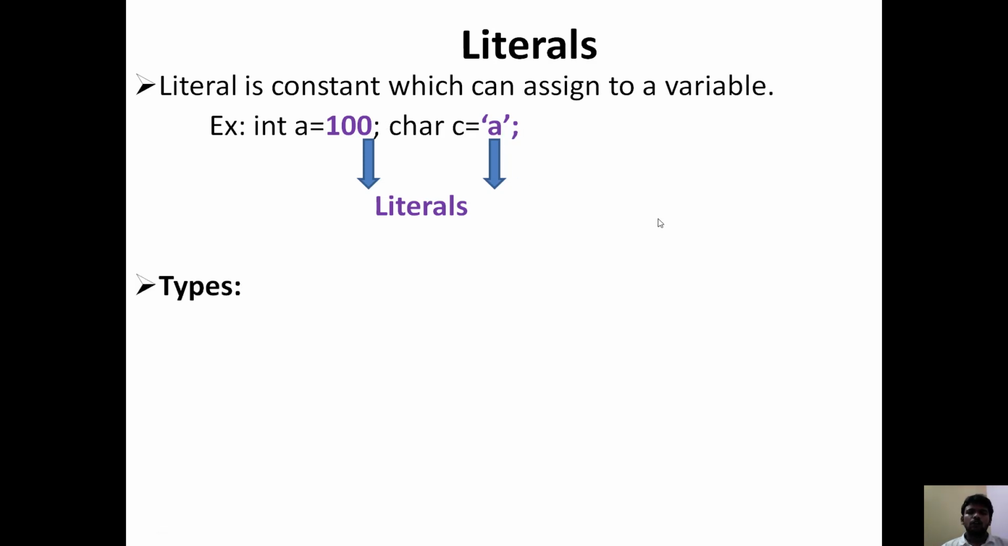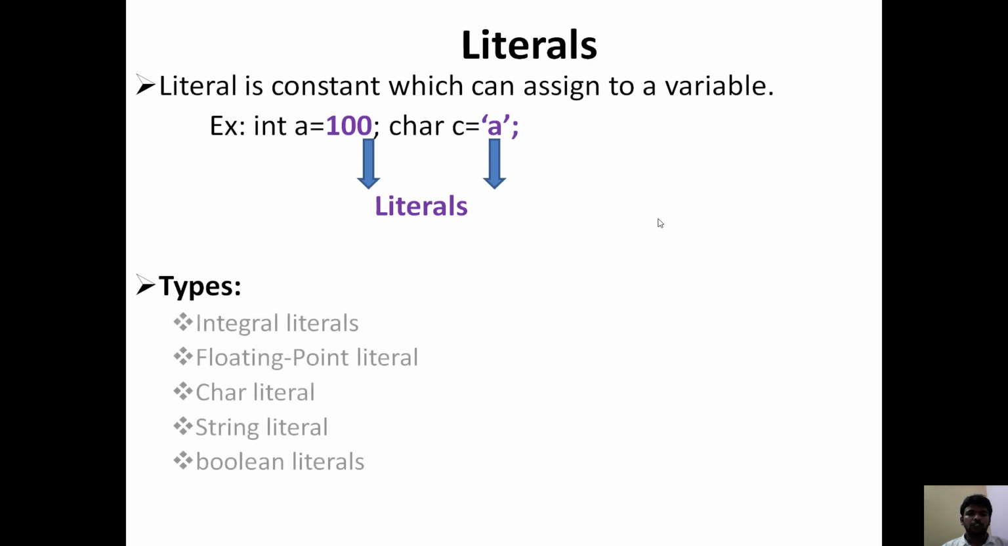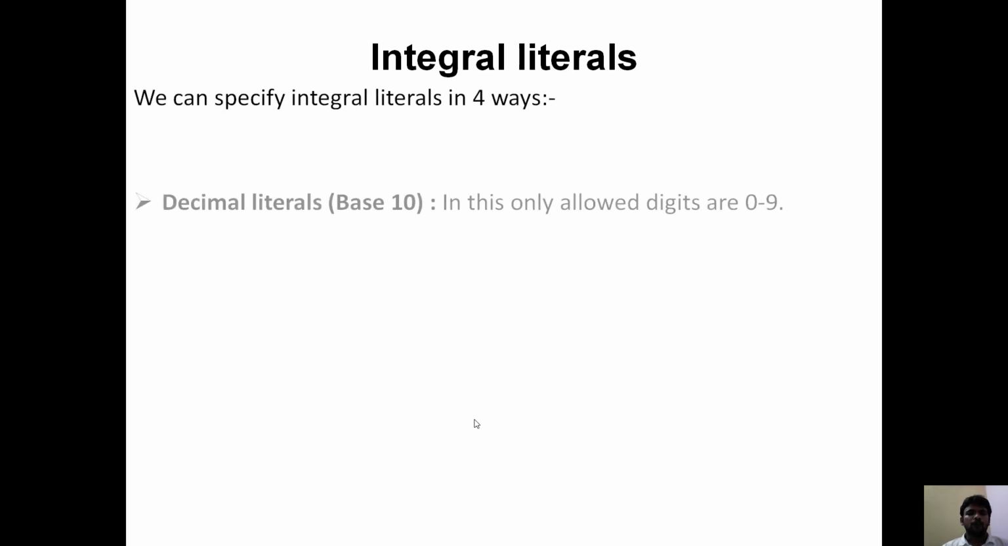In Java, we have different types of literals like integral literal, floating point literal, character literal, string literal, and boolean literal. So these are the types of literals in Java. Coming to the first one, integral literal. Integral literal is again classified into 4 types. The first one is decimal. A decimal literal is base 10. In this, the only allowed digits are 0 to 9.